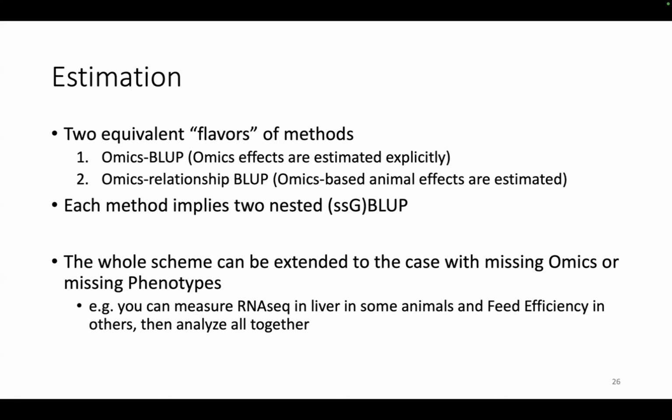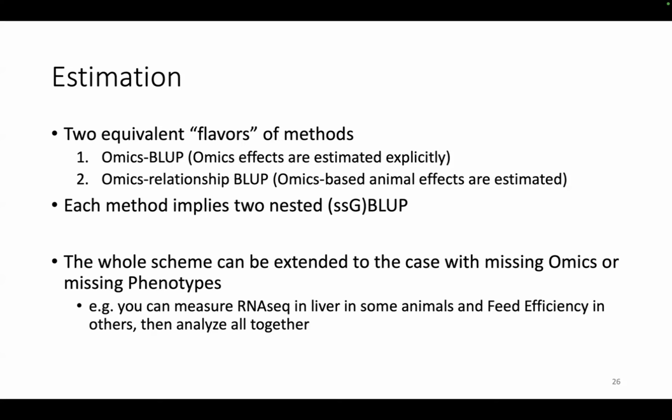Then you have flavor number 2. Flavor number 2 says you are going to construct a matrix of similarity of animals, and this is just based on whether they share the same omics or not. And you're going to send that into some machinery, and that machinery will say, okay, the omics-based effect of this individual, all summed together, is some value. This is similar to what people do for genomic prediction with GBLUP and SNPBLUP, basically. Anyway, you choose one of these flavors because they are equivalent, so it's just for convenience.